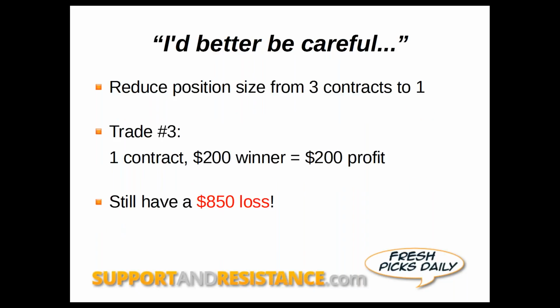So now what happens is, you say, oh, the market's got my number today. I'd better be careful. So you reduce your position size from 3 contracts to a single contract. Trade number 3 turns out to be a winner, a $200 winner, but you've only got 1 contract, so you made a $200 profit. You still have an $850 loss. So what should you do?